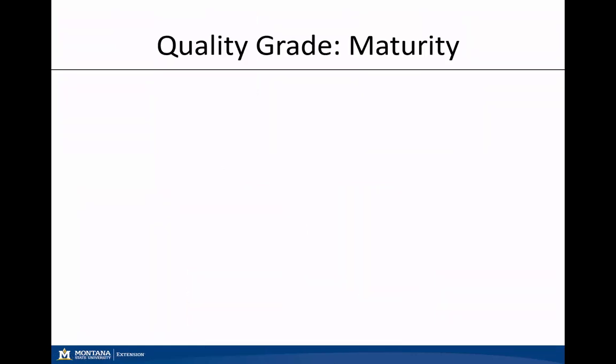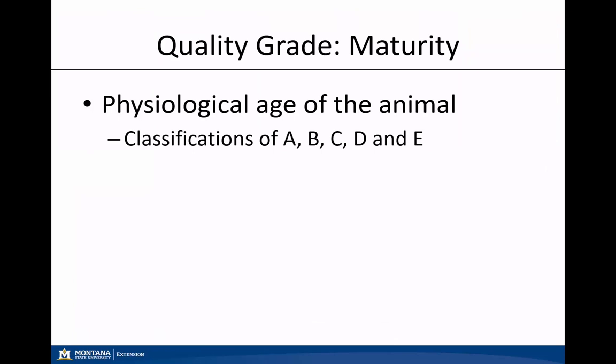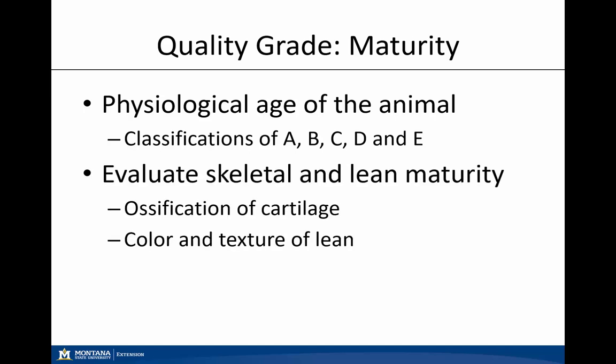Now, if we're going to look at maturity, so this is the physiological age of the animal, not the year and month that animal was born. And it's classified with the letters A through E, A being an animal under 30 months of age, and B through E being considered animals above 30 months of age, which we'll get into here in just a moment. To evaluate maturity, we look at skeletal ossification and lean maturity.